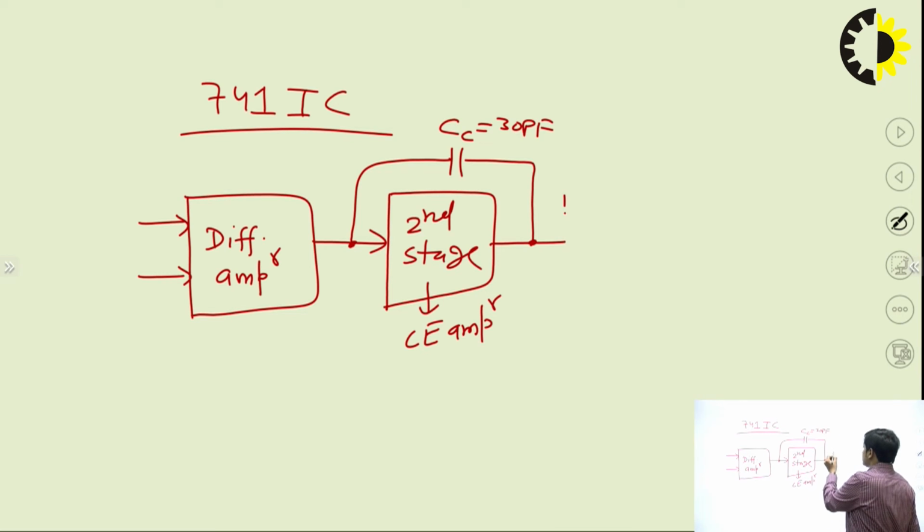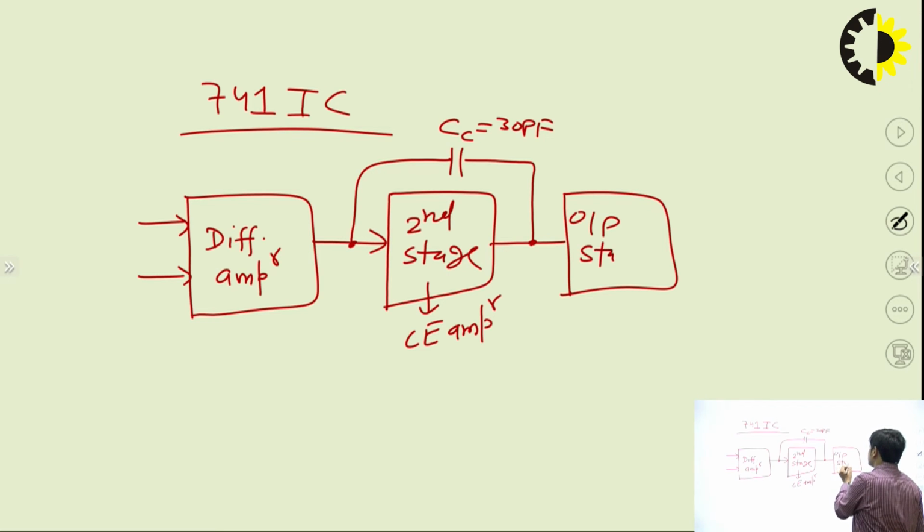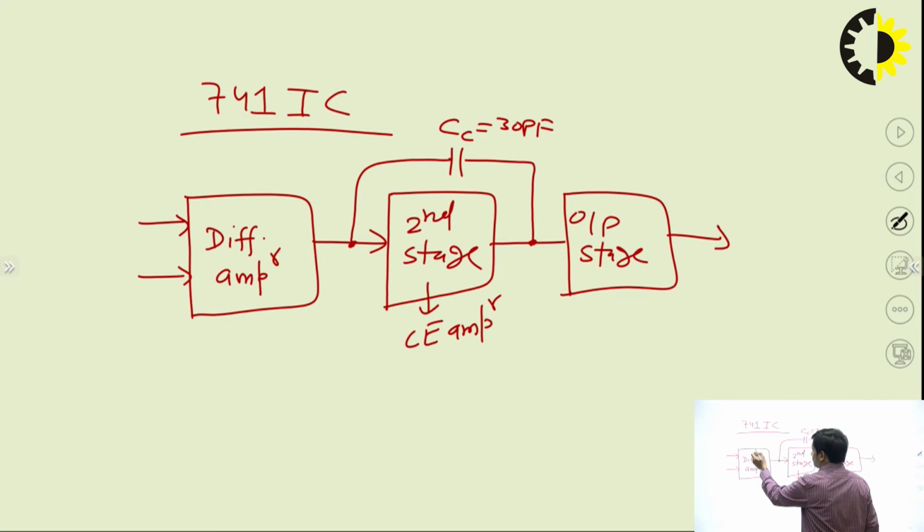And as far as the output stage is concerned, it is basically the voltage follower stage, and it utilizes the class AB output stage. Whatever I am discussing here is only for the 741 op-amp IC. Fine. Now coming to the input transistors of differential amplifier, second stage and output stage.